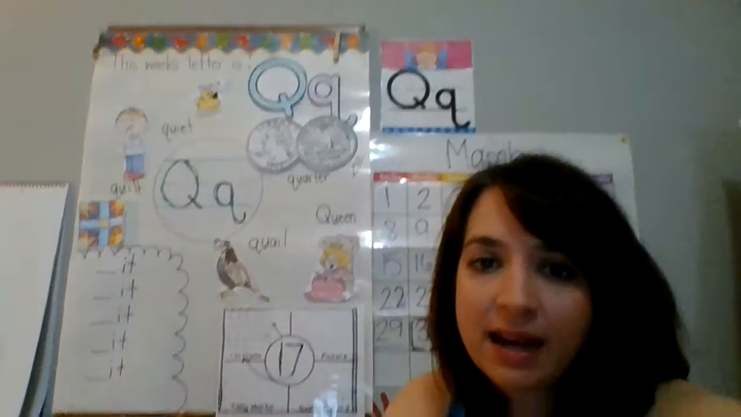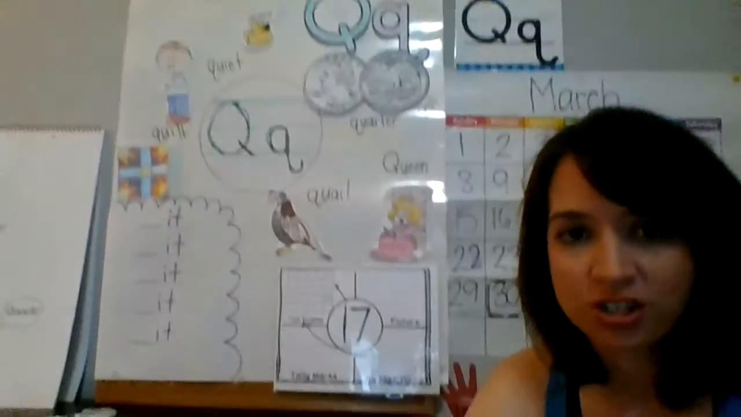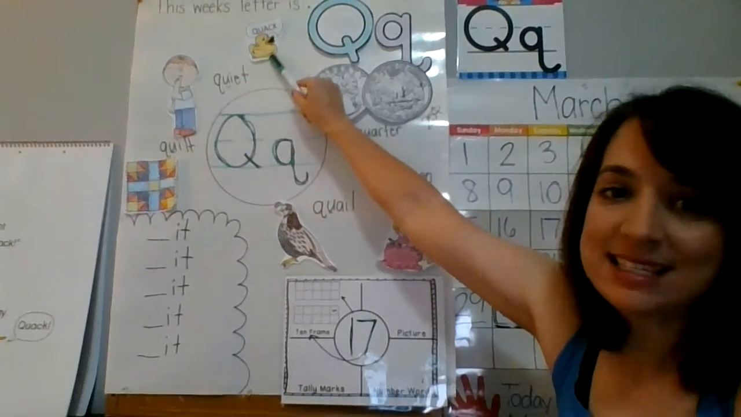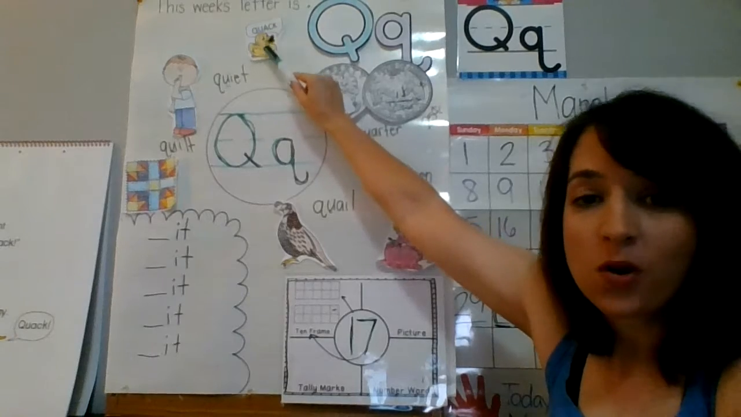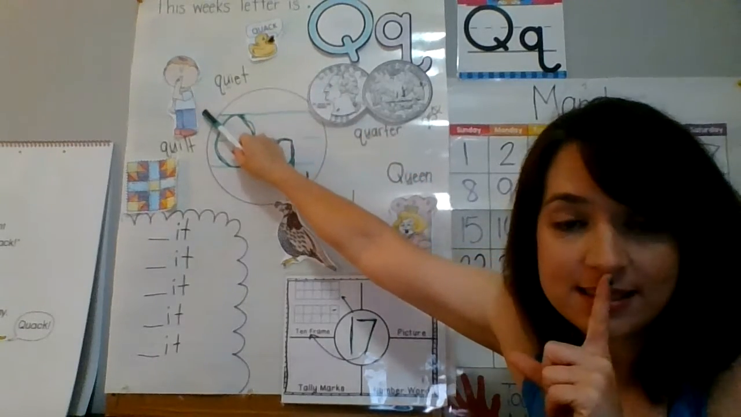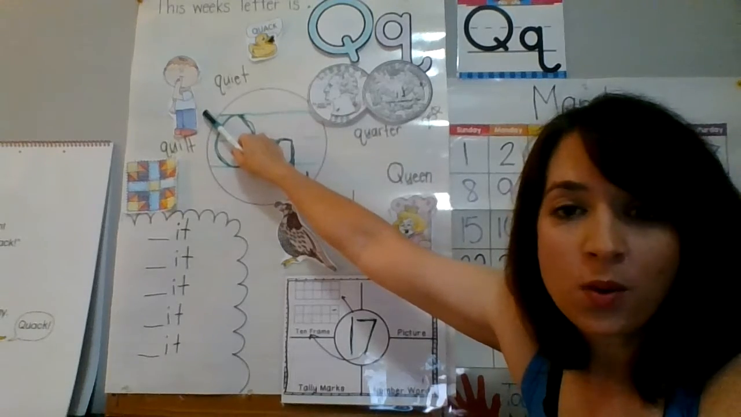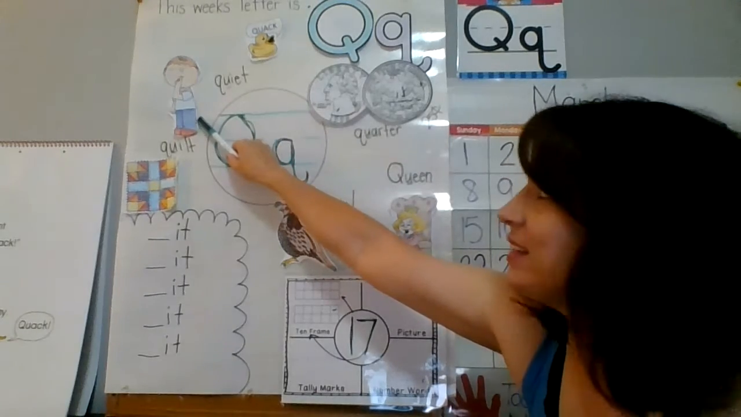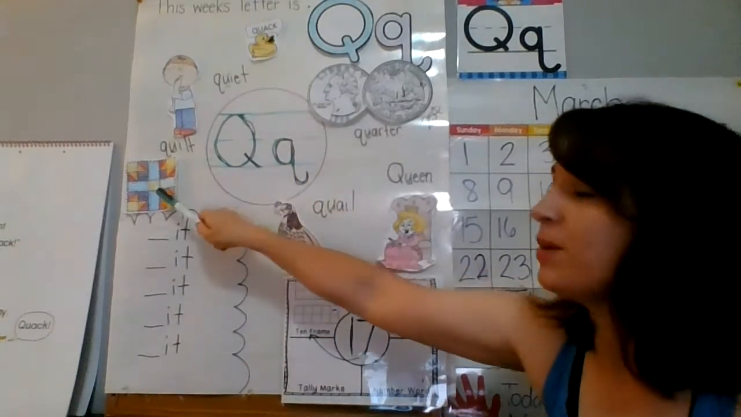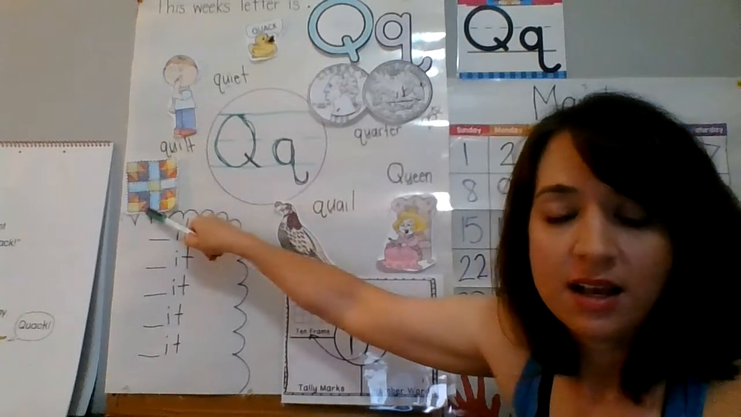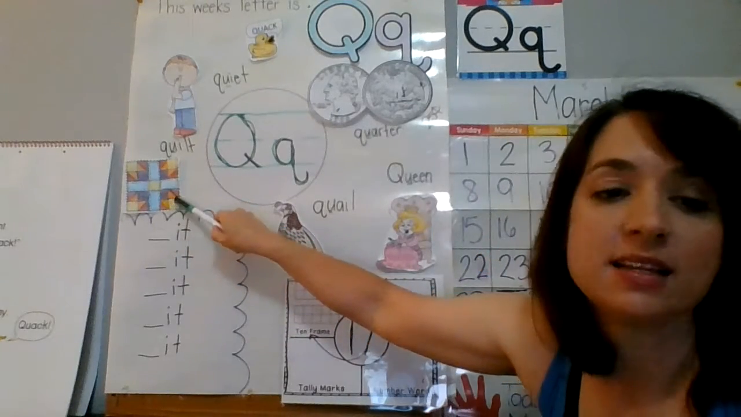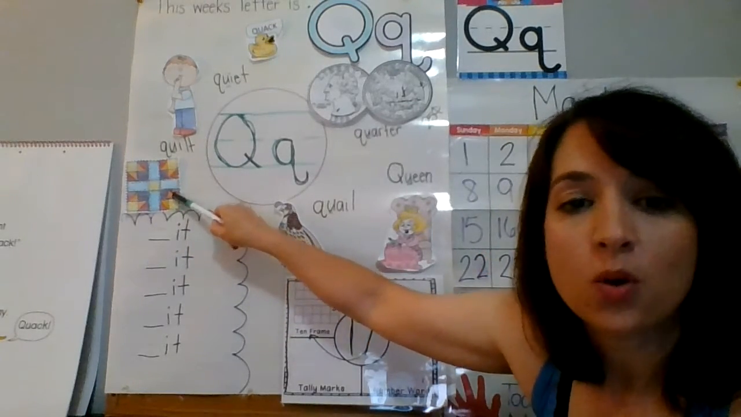So when I look up here, I've got some different pictures to go with Q. I have this little ducky. What is he saying? Qua, qua, quack. This little boy right here, he's doing this. Qua, qua, quiet. Very good. Oh, my phone. What is this a picture of? It might be a blanket, but it's sewn together in these little pieces, and it's called a qua, quilt.